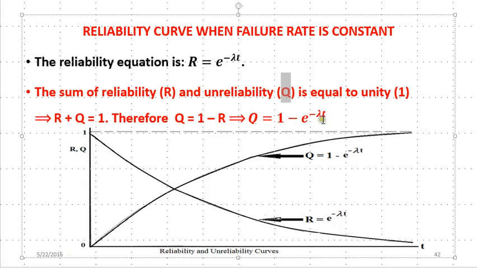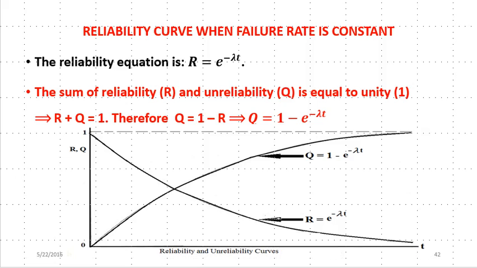So if this term is decreasing exponentially, then 1 minus it will be increasing exponentially towards 1. And that is the curve here. It represents the curve of unreliability. As the time increases, the reliability is reducing, yes. The unreliability will now be increasing. It's the same statement.